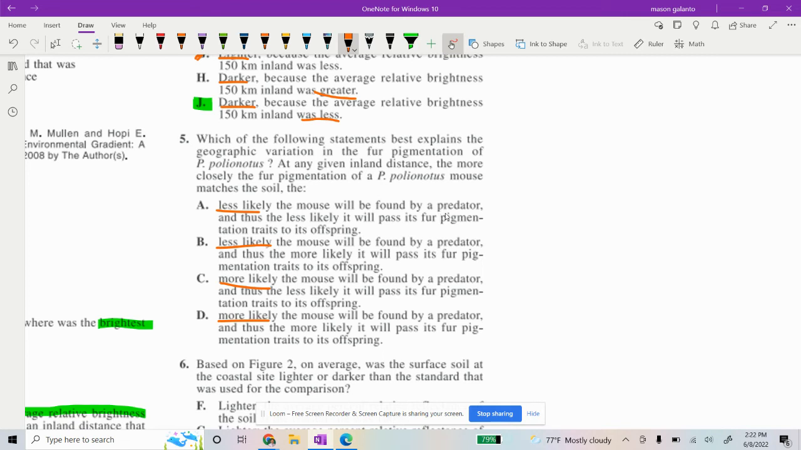Well, if their fur matches, I would agree to that. Less likely the mouse will be found by the predator. More likely a mouse will be found by a predator.